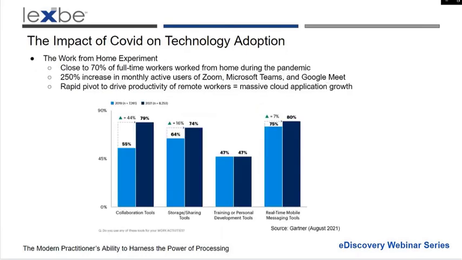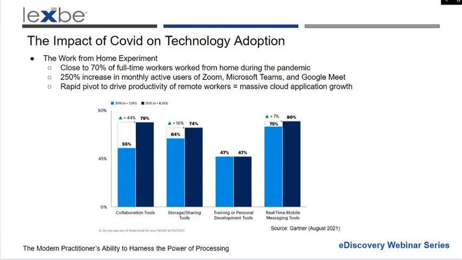And on this slide, really there's no surprise here. COVID drove almost 70% of full-time workers to work from home during periods of the pandemic. This resulted in a 250% increase in the monthly active users of Zoom, Microsoft Teams, and Google Meet. This and the growth in collaboration tools like Slack and storage sharing tools was in response to improving remote worker productivity. Again, this drove massive cloud application adoption, also resulting in an exponential growth in ESI and files. And a lot of those are video files.